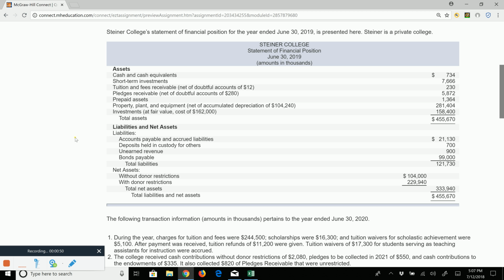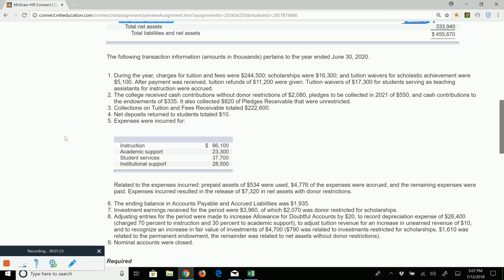This is a private nonprofit college, and private nonprofit colleges use FASB standards, the FASB nonprofit standards, to go through their journal entries. I want to point out a few things here. With private nonprofit colleges, equity is called net assets. And if you recall from our prior chapter, net assets are broken down into two subcategories: without donor restrictions and with donor restrictions.